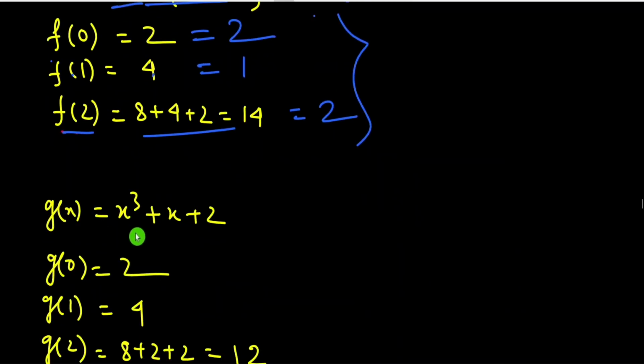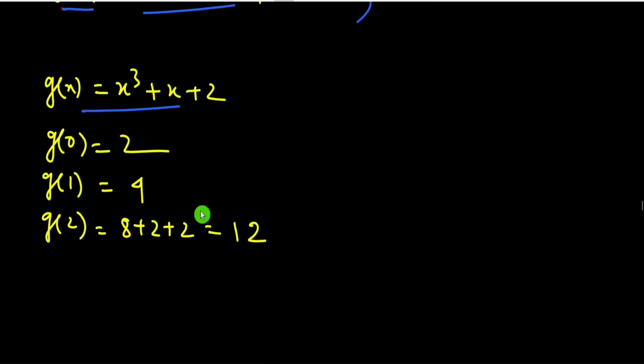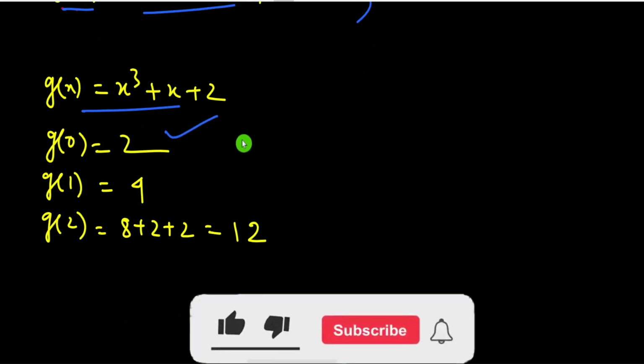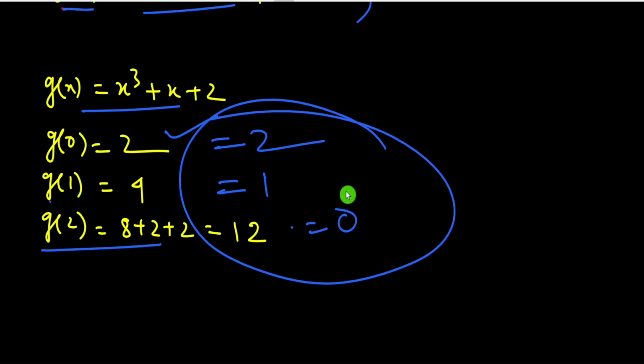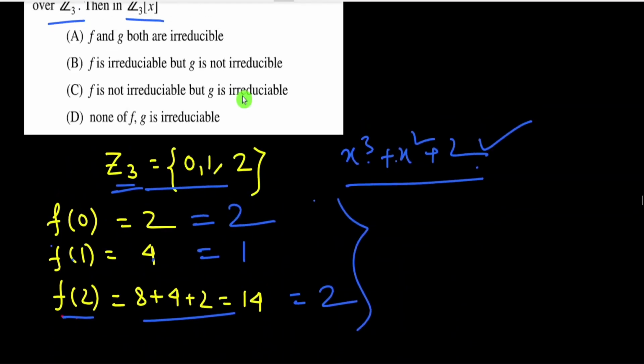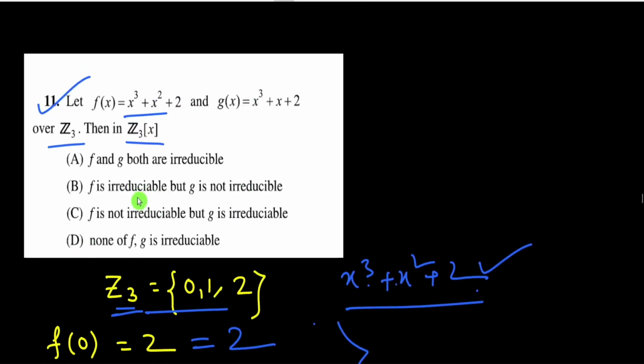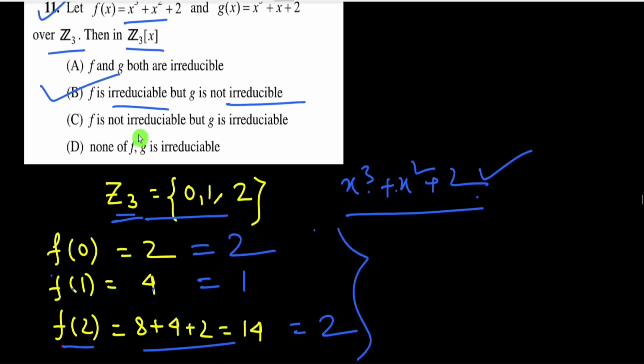Now we check for g. g(x) equals x cube plus x plus 2. Now g(0) equals 2, modulo 3 this also gives 2. g(1) equals 4, modulo 3 this gives 1. And g(2) equals 12, modulo 3 this gives 0. Therefore we get a 0 here, so g is not irreducible. Therefore f is irreducible but g is not irreducible. Option B is clearly correct here.